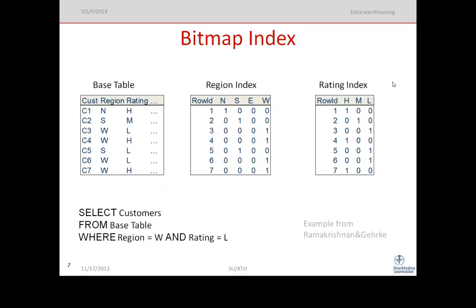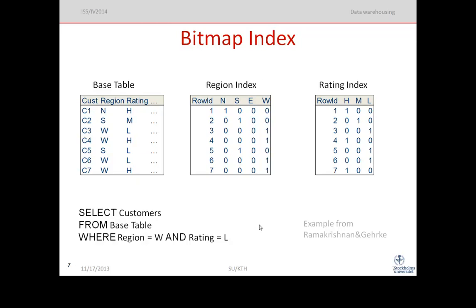So here we have an example of a base table containing customers, and then we have regions, ratings, and as we can see here, other attributes as well. And then we have the region index and the rating index. And then we also have a SQL query where we select customers from the base table where region equals W and rating equals L. This example is from Ramakrishnan and Gehrke.